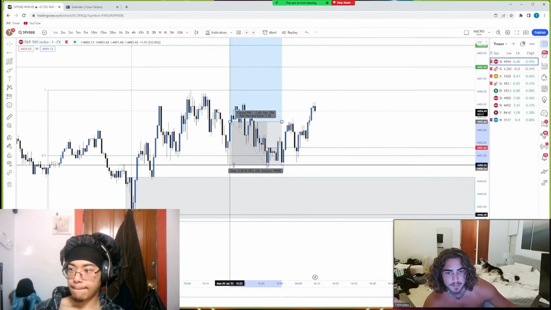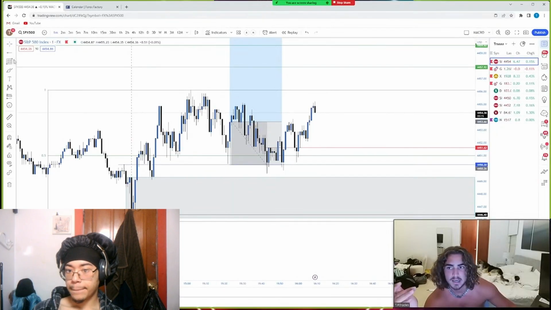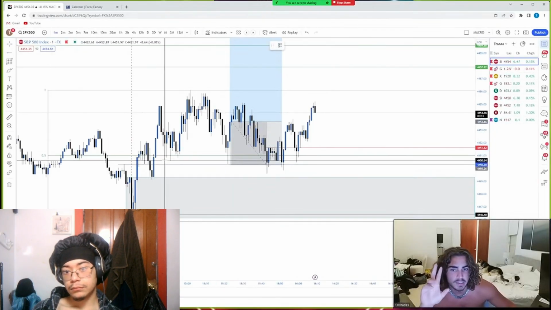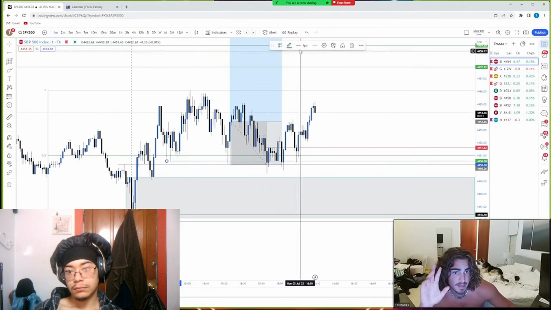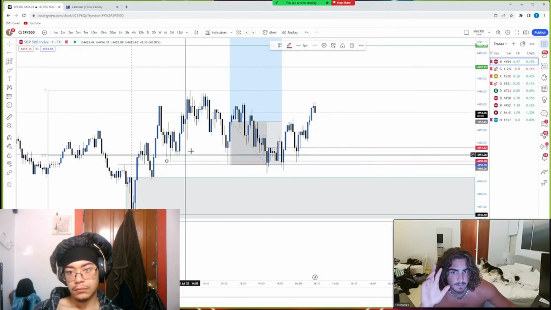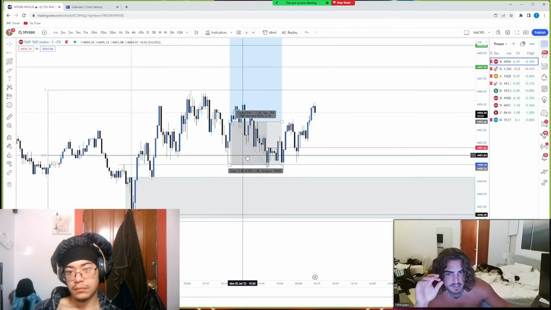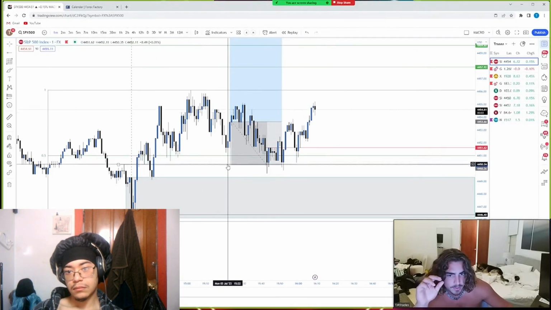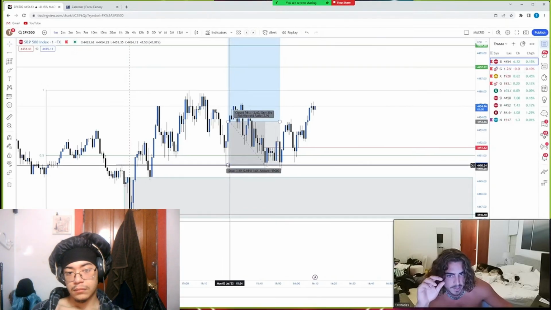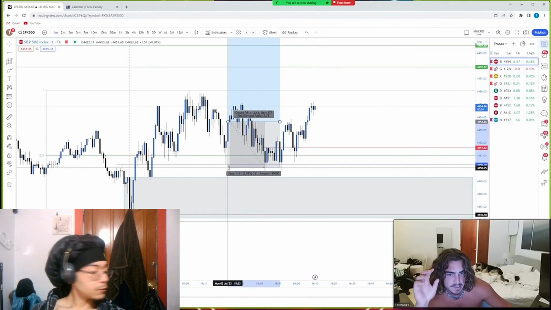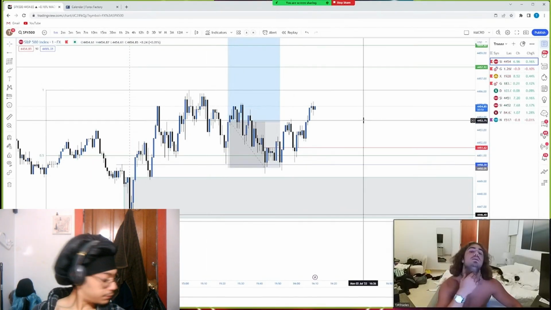I put my stop loss underneath here because we had a liquidity sweep on the 5-minute right here, and then a break of structure on the 1-minute to the upside. So I was considering this my liquidity sweep, and that's why I put our stop loss right here. Does that make sense? Okay.